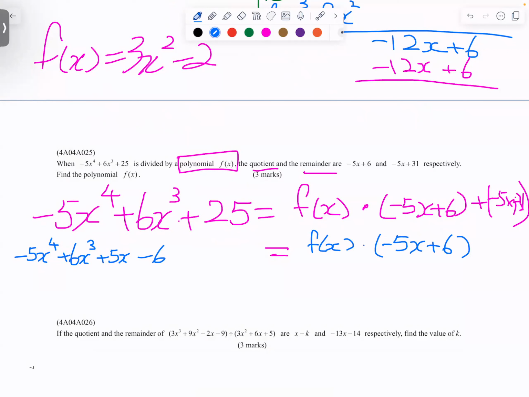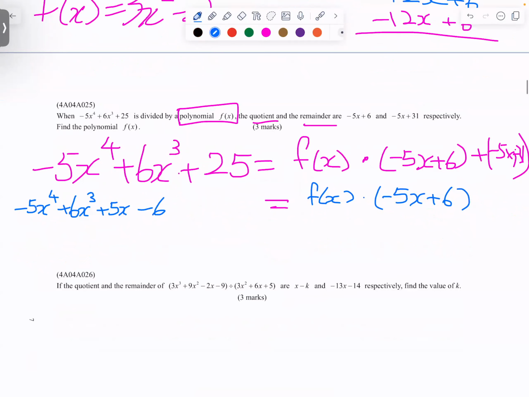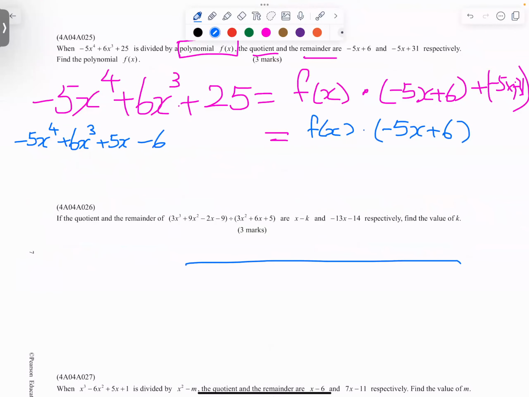Nope, because you already have a 5 here, so 5 times what will be 5? It's just 1. Oh, because now this thing will be divided by that. But when you do the long division, make sure everything is there. So you have power 4, you have power 3. Do we have power 2? No, so you add it on your own with a 0 and divide it by this.